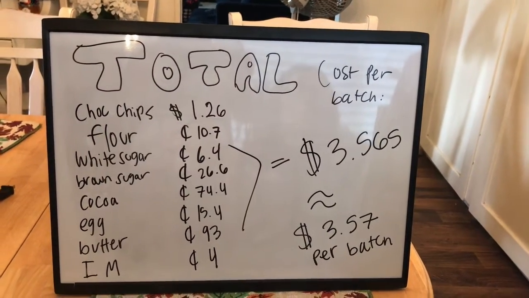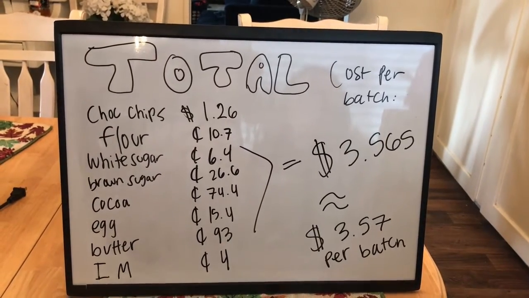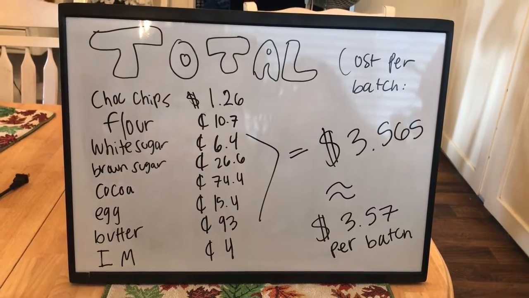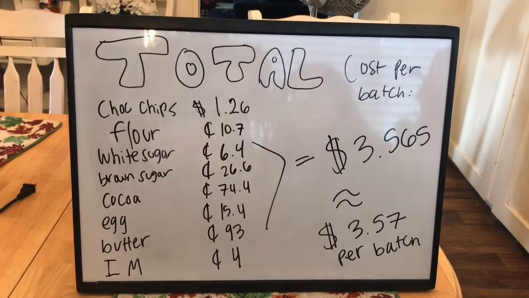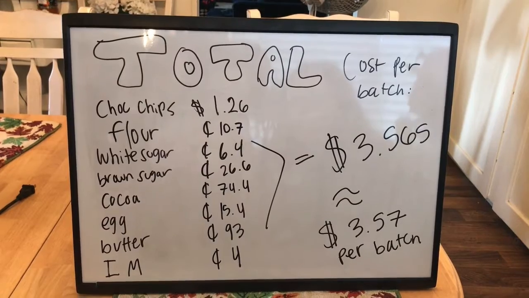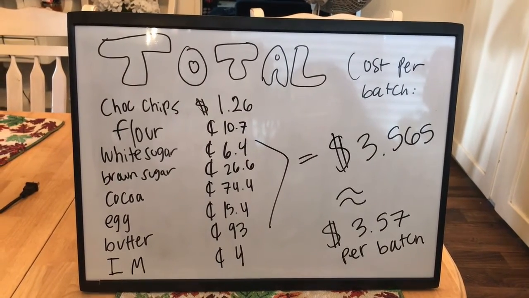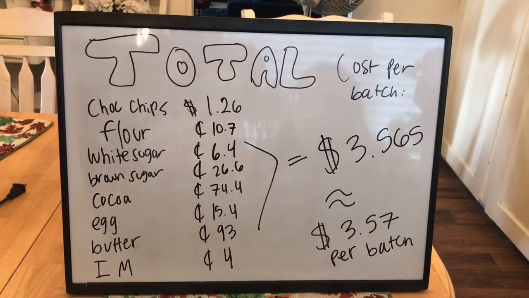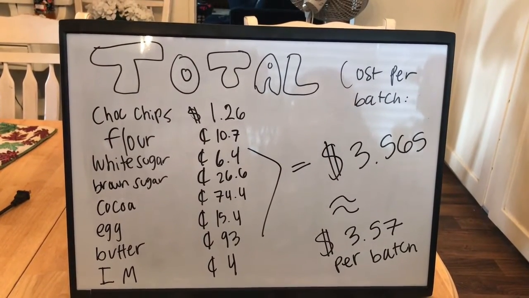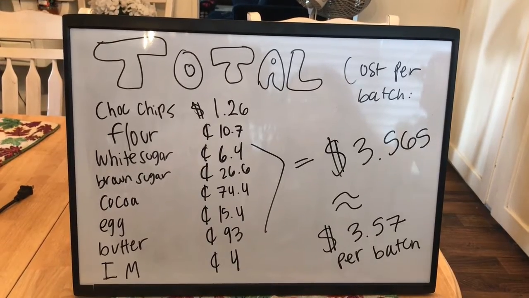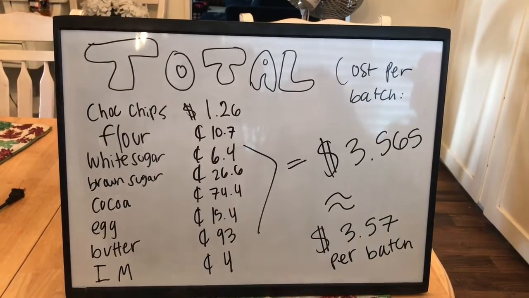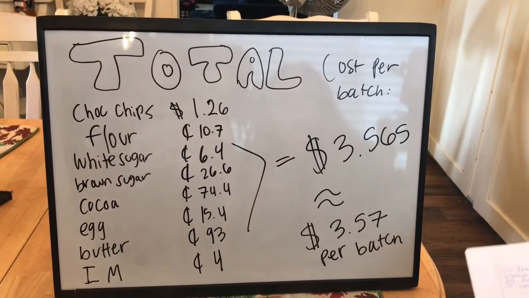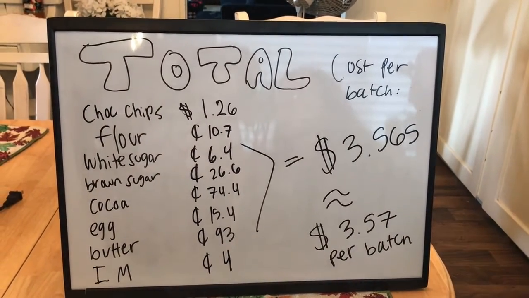Now that we have all of our ingredients together, it's time to calculate the total cost of making one batch of cookies. The chocolate chips were $1.26, the flour was 10.7 cents, the white sugar was 6.4 cents, brown sugar was 26.6 cents, cocoa was 74.4 cents, the egg was 15.4 cents, the butter was 93 cents, the indirect materials were 4 cents. All of this added together was $3.565, or roughly $3.57 per batch.